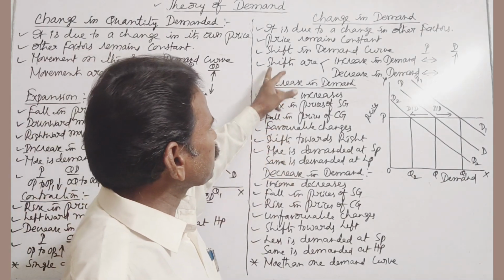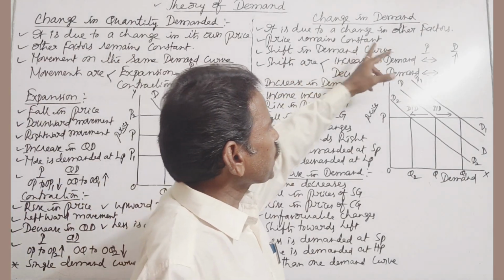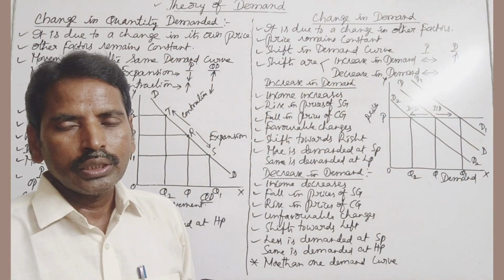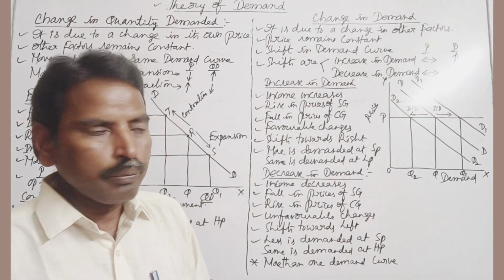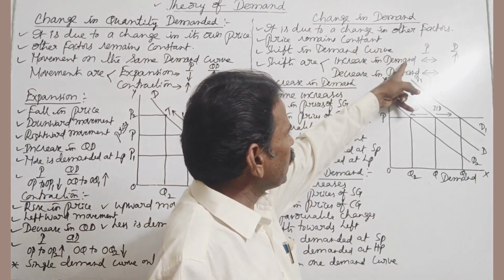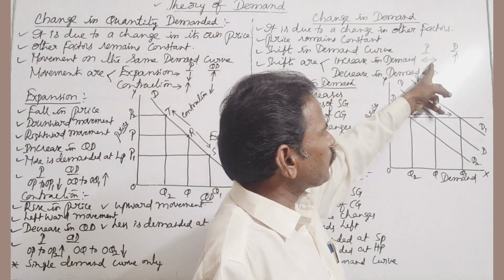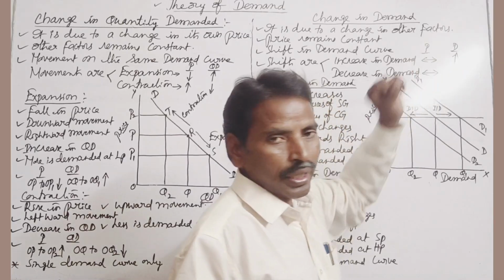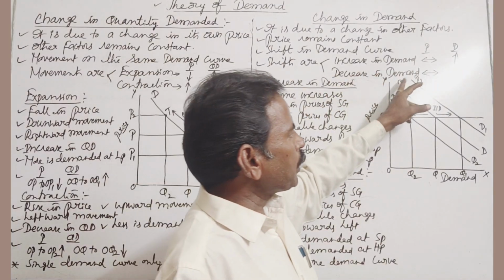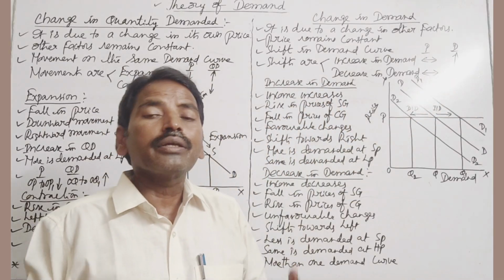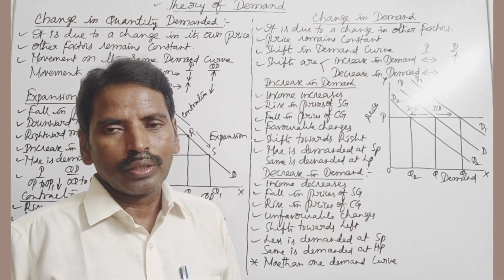So the shifts are of two types. One is increase in demand, another one is decrease in demand. Increase in demand: price remains constant, demand increases. Decrease in demand: price remains constant, demand decreases because other factors change.